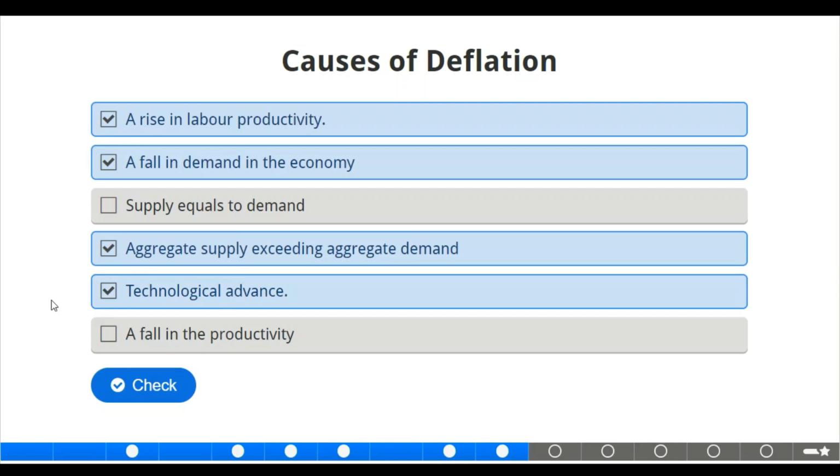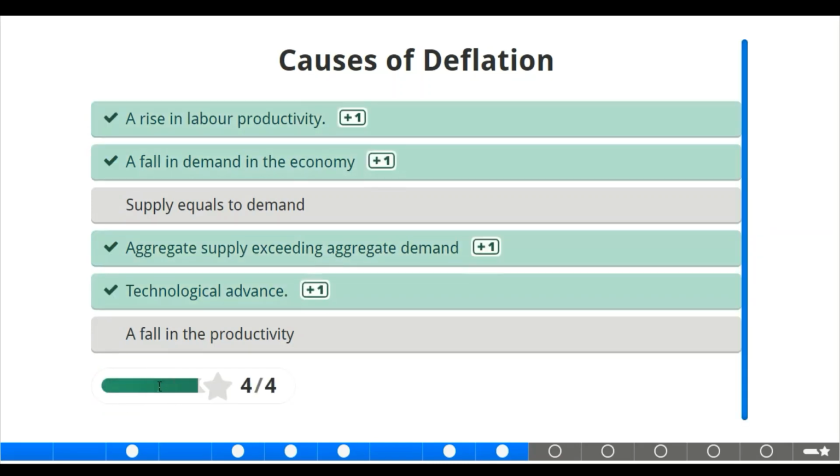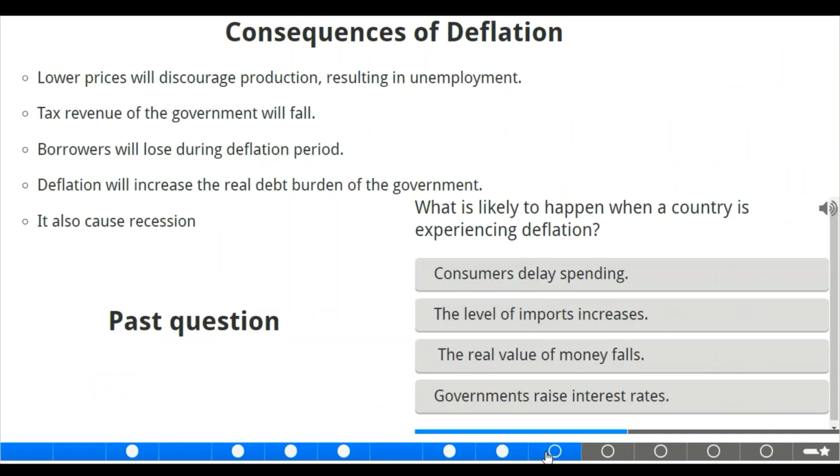And a fall in productivity. Of course, a fall in productivity cannot lead to deflation. Let us check. We are good. Now let us move to the next slide. We now have the consequences of deflation. What can be the effect of deflation?